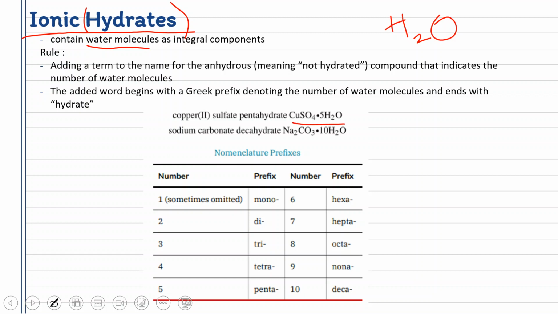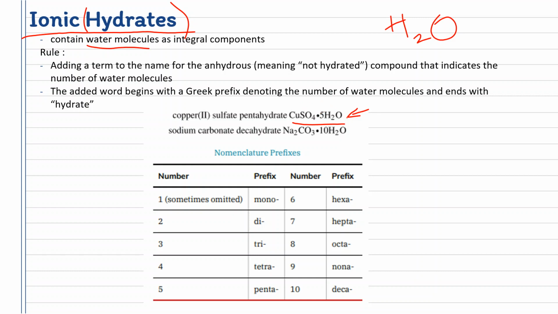So what is the rule that governs hydrates? When you want to name a hydrate, first you need to identify if it's a hydrate. How do I know? It contains a water molecule as part of its main component. So this one contains a water molecule, H2O, and normally you see this dot in the midst of it. Most ionic hydrates are going to look like this. So I have an ionic hydrate here.